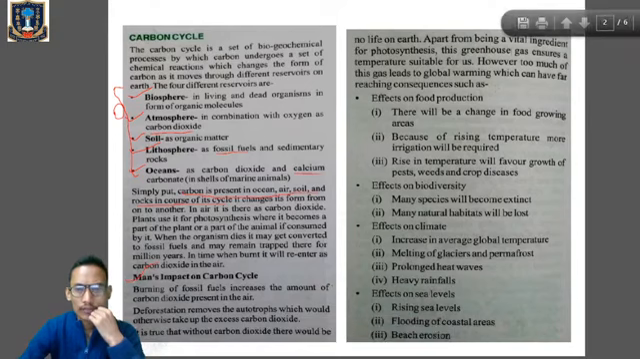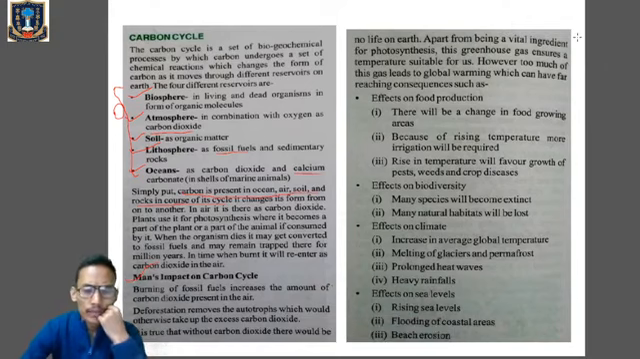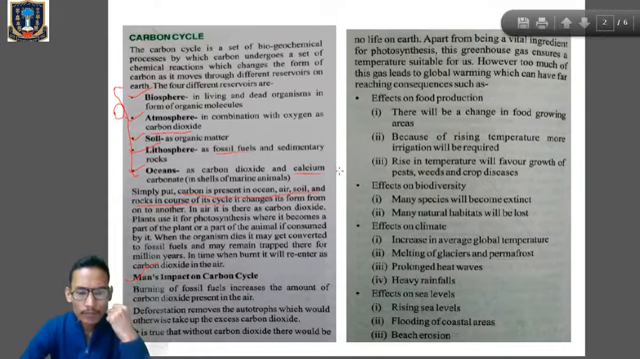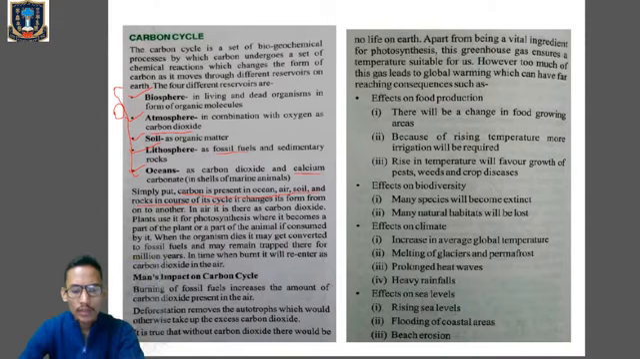Now let's come back to man's impact on the carbon cycle. What are the impacts of man on the carbon cycle? First one, burning of fossil fuel. Burning of fossil fuel increases the amount of carbon dioxide present in the air, because fossil fuel contains carbon. So whenever we burn the fossil fuels, carbon will be released, so that will increase the concentration of carbon dioxide in the air.